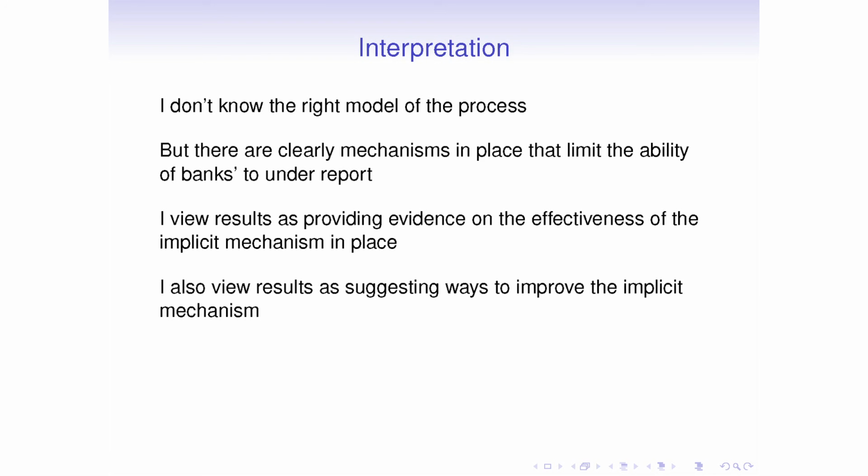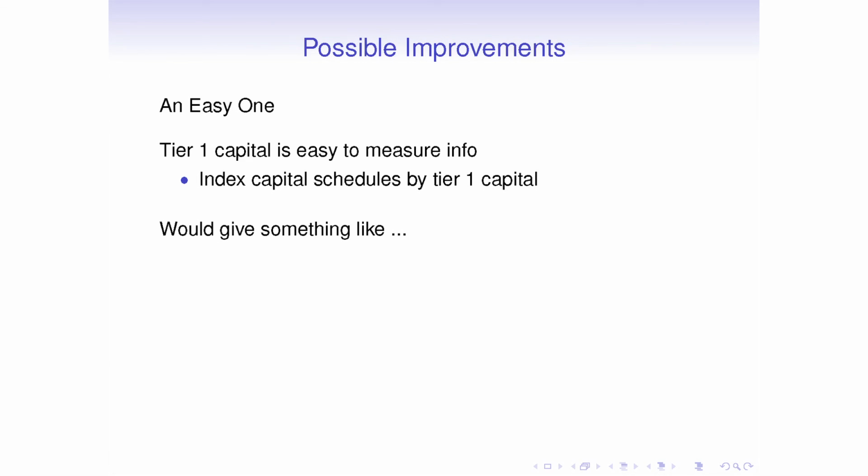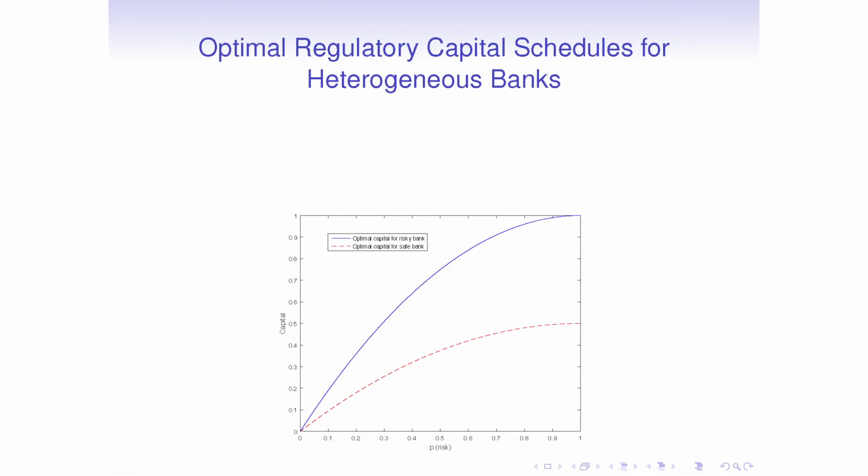So I view their results as providing some evidence on the effectiveness of the implicit mechanisms in place. I also view the results as suggesting ways to improve the mechanism. So let me give you some possible improvements that came to mind from reading the paper. Here's the really easy one. They found that there seem to be reporting biases correlated with Tier 1 capital. Well, let's just index capital schedules by Tier 1 capital ratios. You get something like this.